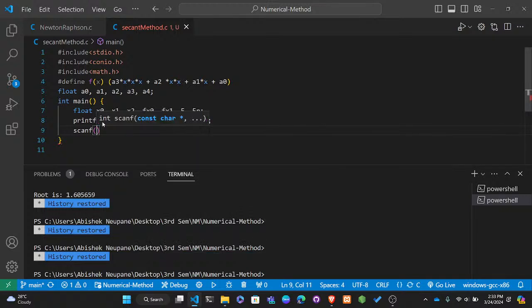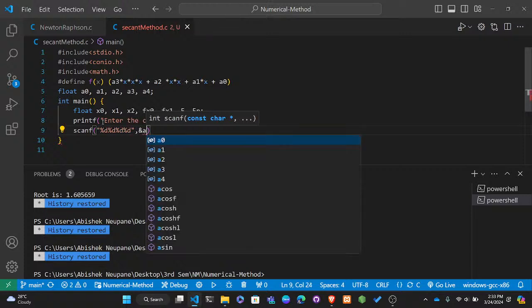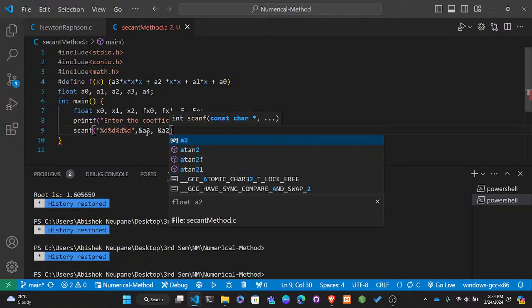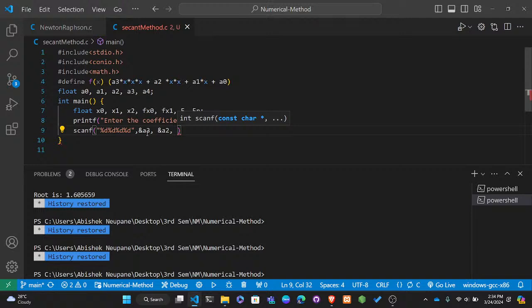So let's input 4 coefficients since we are declaring a 4-term function. That will start from a3, right? Since in our function we are starting from a3, the input also starts from a3, then a2, a1, and a0.